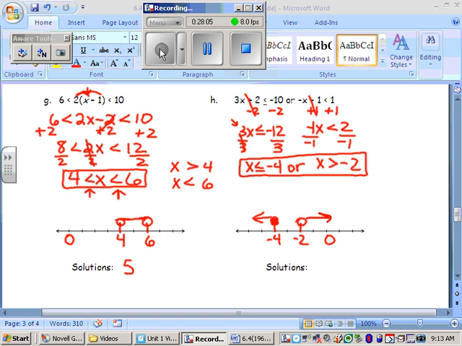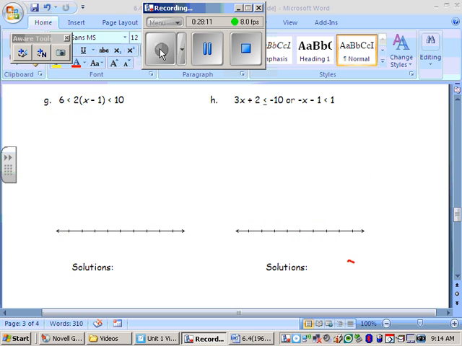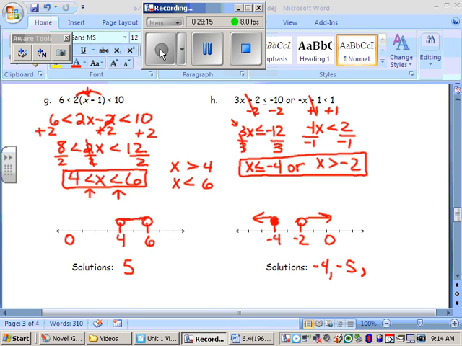And then when you identify 3 solutions, pick a number or 2 less than or equal to negative 4, so maybe negative 4 and negative 5, and then a number that would be greater than negative 2, which would be negative 1. And again, those are only 3 of the many possible solutions for this inequality. And that completes the lesson on compound inequalities.